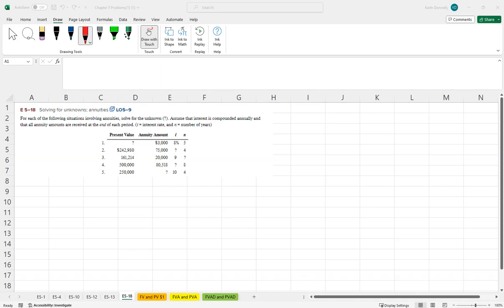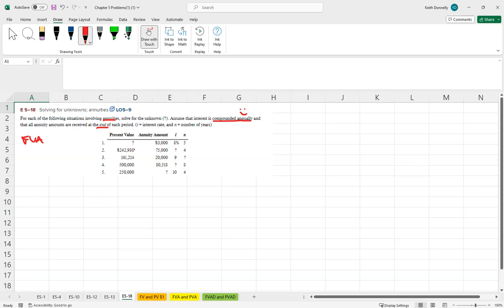So they're giving us some information here, right? They're saying, here's some annuities. Assume it's compounded annually. So we can put a little smiley face there because we don't have to convert, right? It's easier when it's annual. And the payments are all received at the end of the period. So we know we're dealing with a future value of an annuity table. So we're going to be in this yellow guy right here.